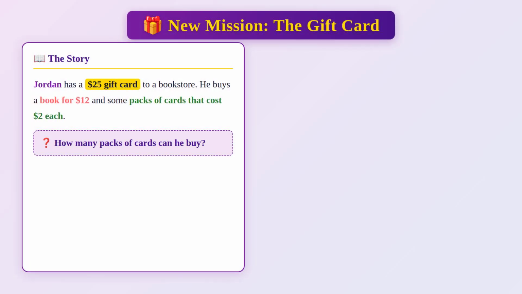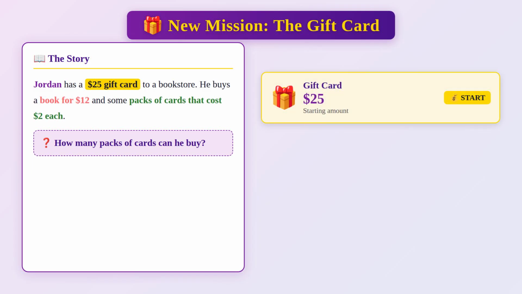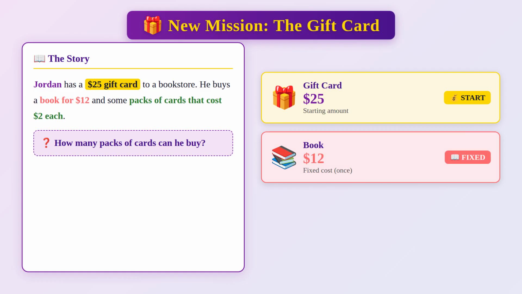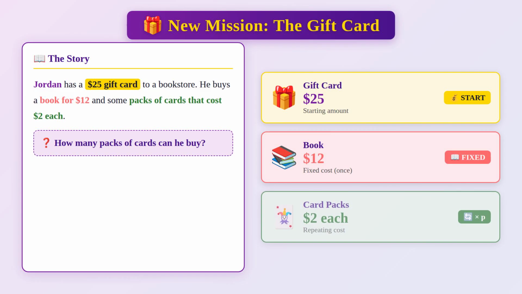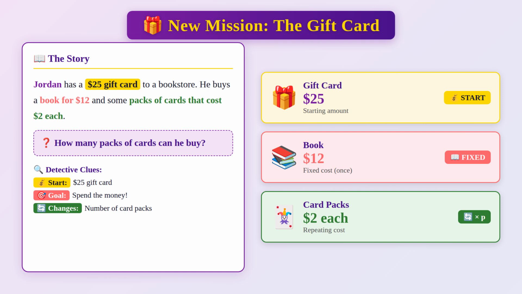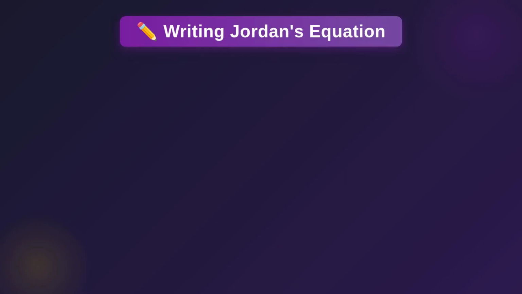Let's try another one. Okay, let's help Maya's friend Jordan. He got a $25 gift card to a bookstore for his birthday. Awesome! He buys a book that costs $12 and wants to buy some packs of trading cards that cost $2 each. How many packs of cards can he buy? Let's use our detective skills. What's the starting amount? The $25 on the gift card. What's the goal? To spend the money. What changes? The number of card packs he buys.